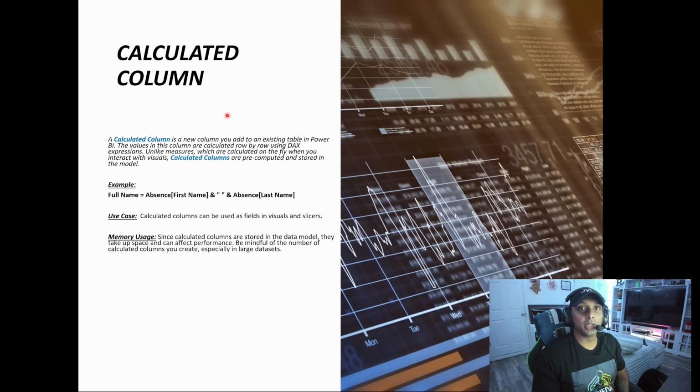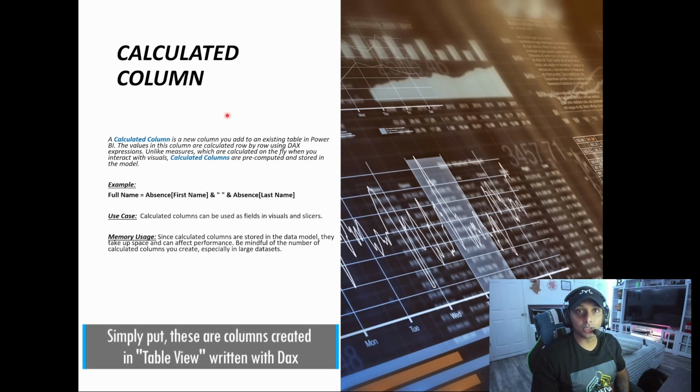So first up, we have calculated column. So calculated columns are essentially custom columns that you create, but only in table view. So you're creating these columns so that you can create DAX expressions nested in them to essentially provide you tailored results based upon the DAX expression that you're writing.